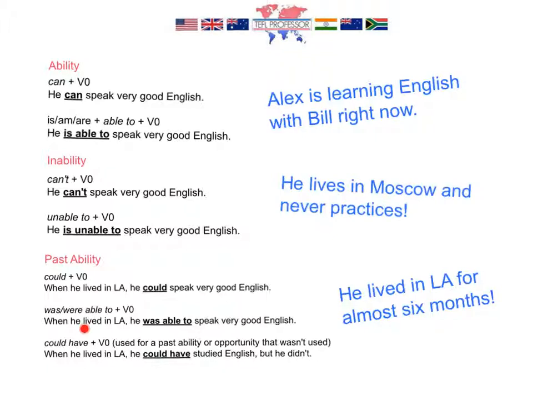We can also use could have. Could have, though, is used for a past ability or opportunity that wasn't used. Yeah? When he lived in LA, he could have studied English, but he didn't. So we're saying he had the ability to do it. He had that opportunity, that chance, but he didn't take it. So that last one is a little bit different from could and were able to.